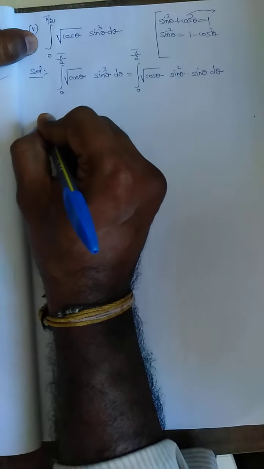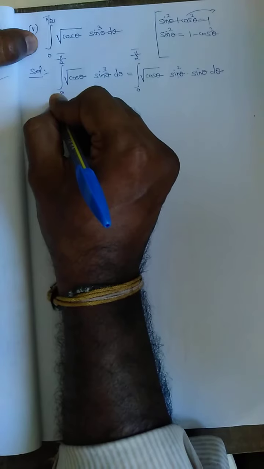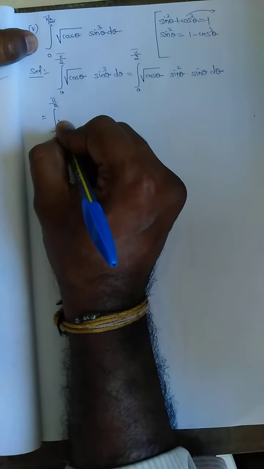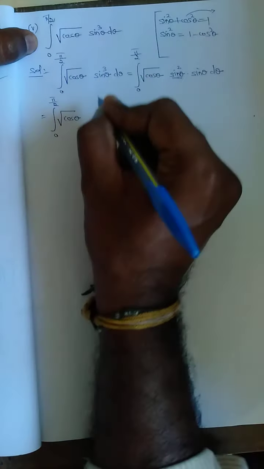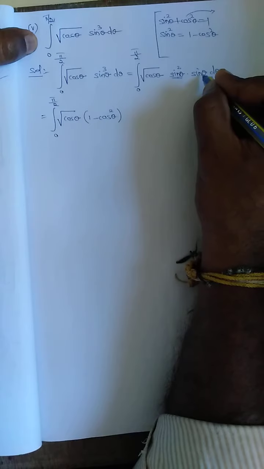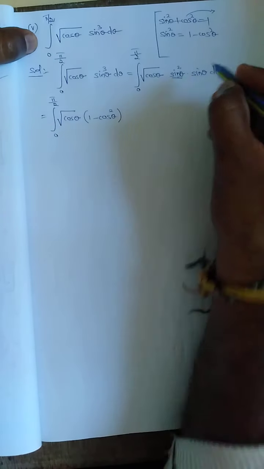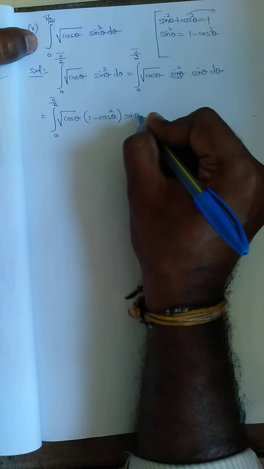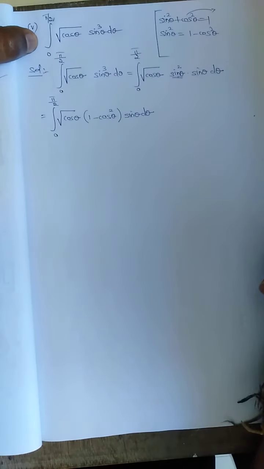So now write here integration of 0 to pi by 2 square root of cos theta, write as it is, sin square theta we can write as 1 minus cos square theta. Still sin theta is present, write sin theta into d theta as it is. Now our substitution starts.